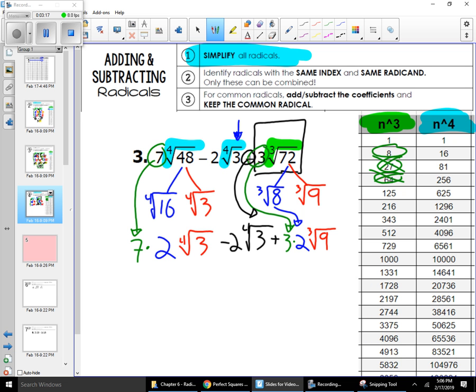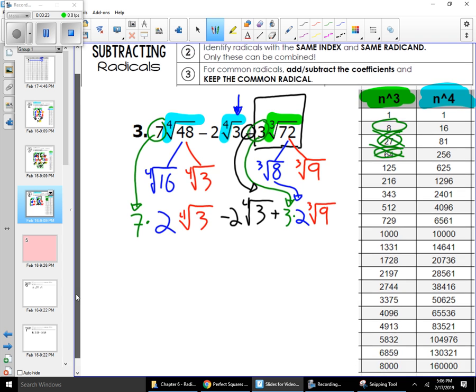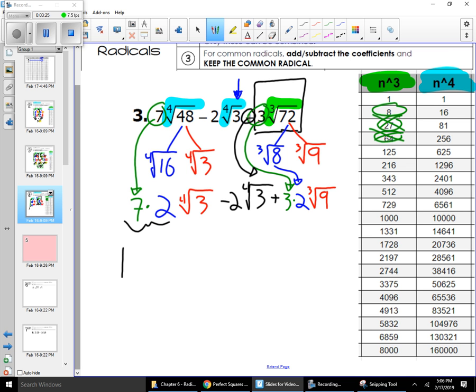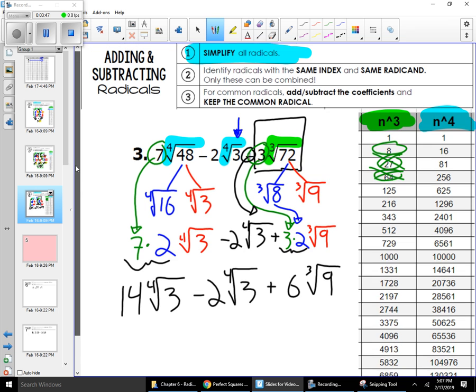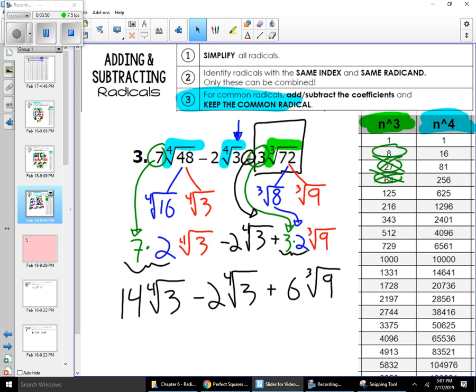So there's quite a bit going on in this problem, which is why this is our spicy level example. We can certainly clean things up here. 7 times 2, that's a 14. Fourth root of 3 is tagging along for the ride. We still have the minus 2 fourth root of 3, and then 3 times 2 is 6, cube root of 9. So in order to combine radicals, we need to have the same radicand and the same index. So those instructions are at the top of those guided notes. In order to combine them, we need both things, both the radicands and the indexes.